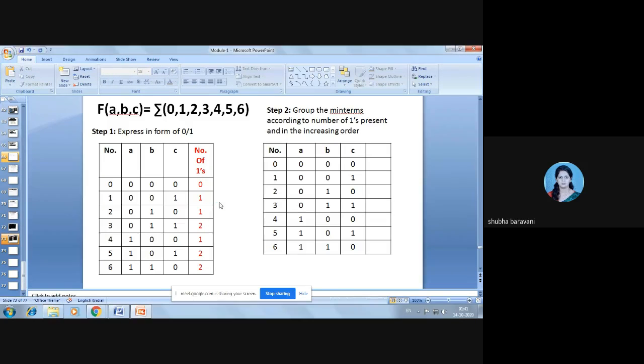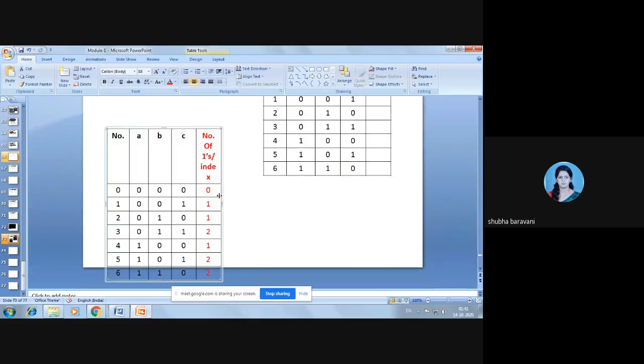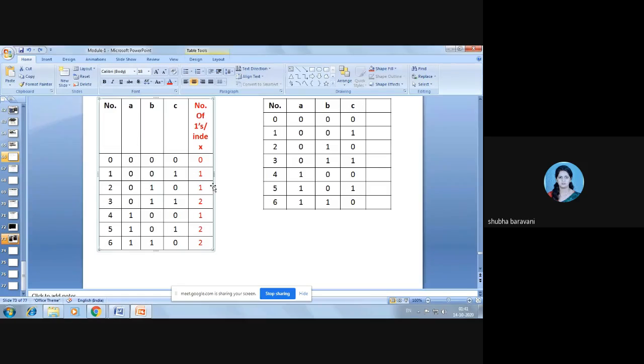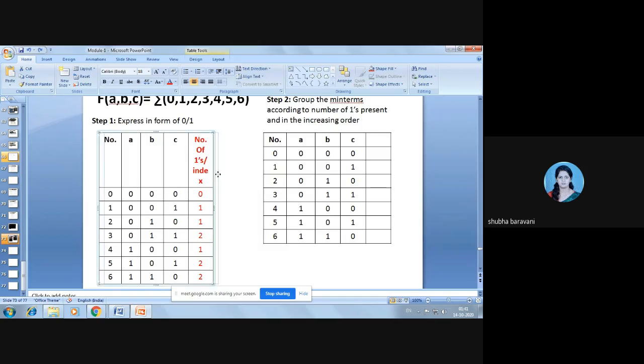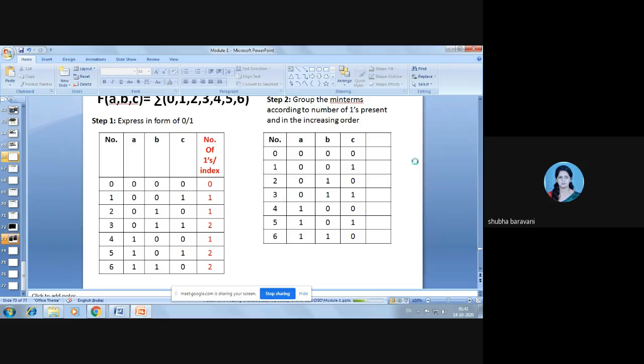Is that okay? This is also called the index. Up till here, it is okay, I hope. Now see, the first group: 0 has 0 ones, so I'll make this a group, this is my first one. Next, I'll group all the min terms which have the same index.